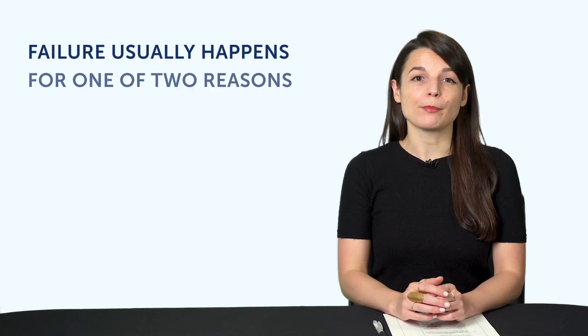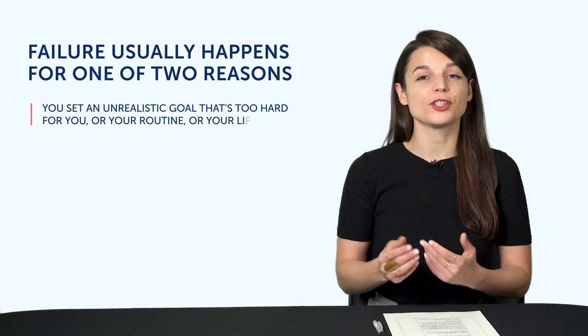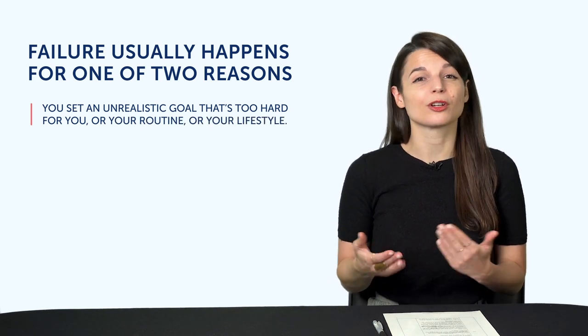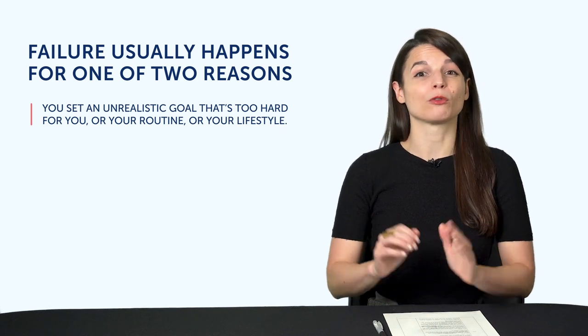Now, in this video, when we say failure, we mean you set a goal, but you don't reach it. For example, if the goal was learning 100 words in a month, either you learned some words, meaning you took some steps, or you did nothing at all, meaning you learned 0 words. Failure usually happens for one of two reasons. One, you set an unrealistic goal that's too hard for you or your routine or your lifestyle. For example, learning 1,000 words in a month can be overwhelming.